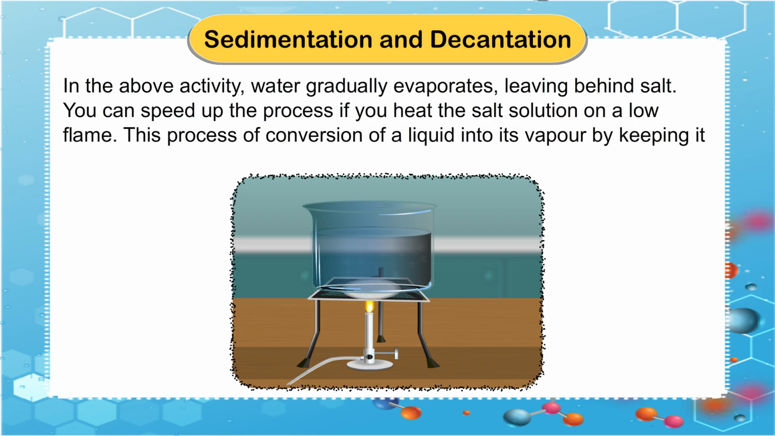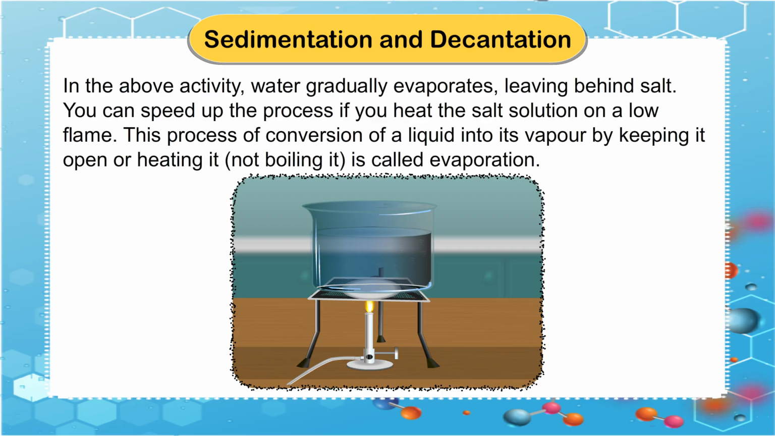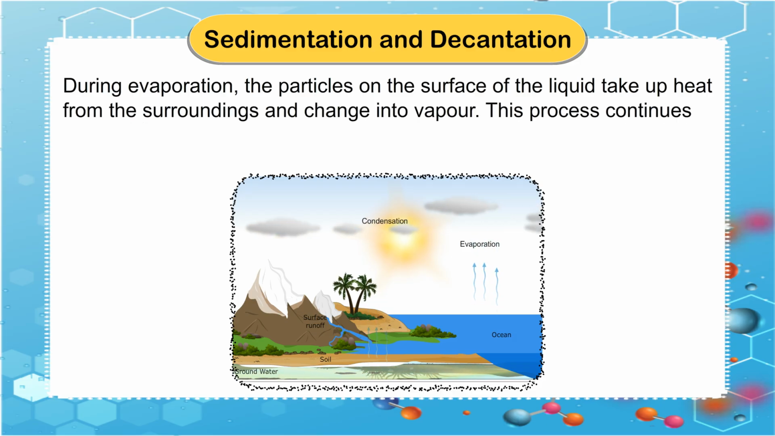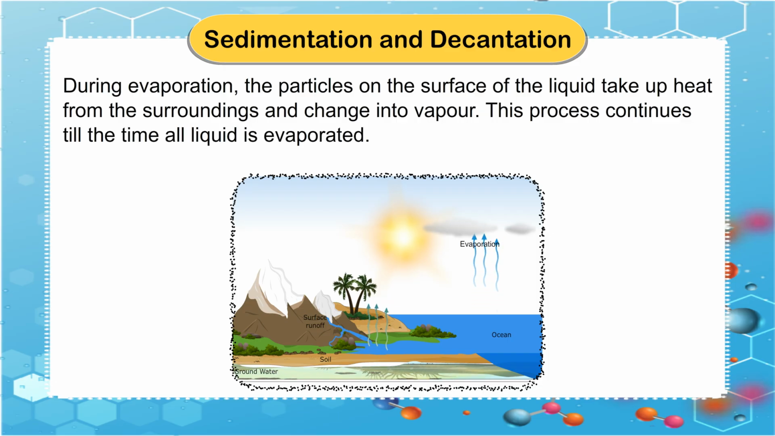This process of conversion of a liquid into its vapor by keeping it open or heating it, not boiling it, is called evaporation. During evaporation, the particles on the surface of the liquid take up heat from the surroundings and change into vapor. This process continues till the time all liquid is evaporated.